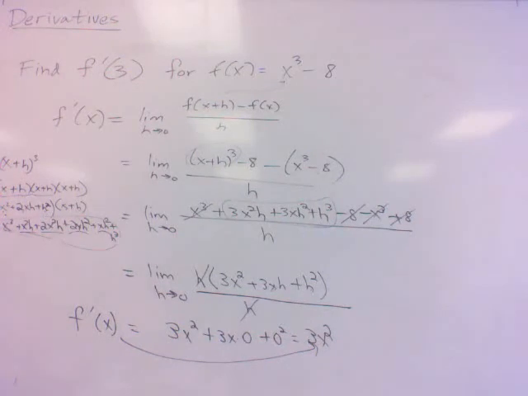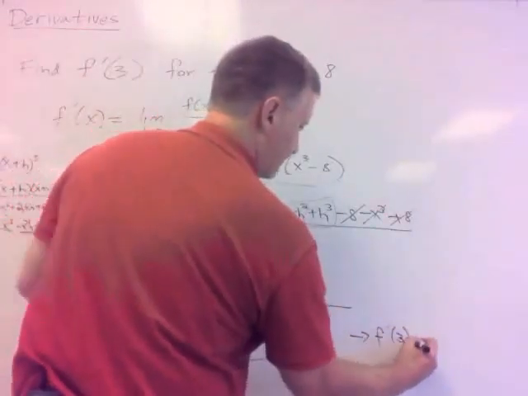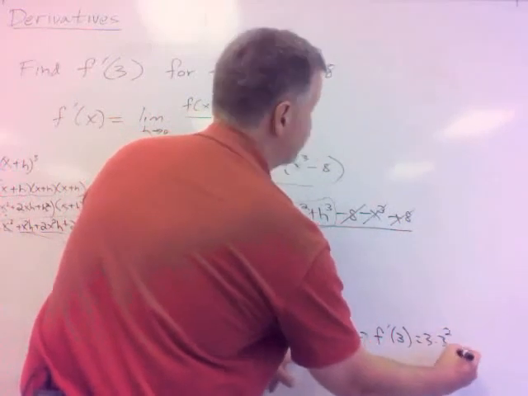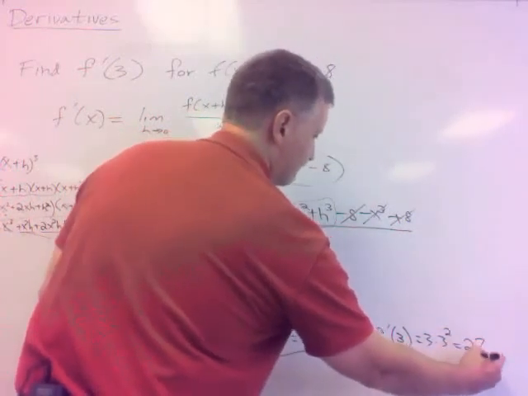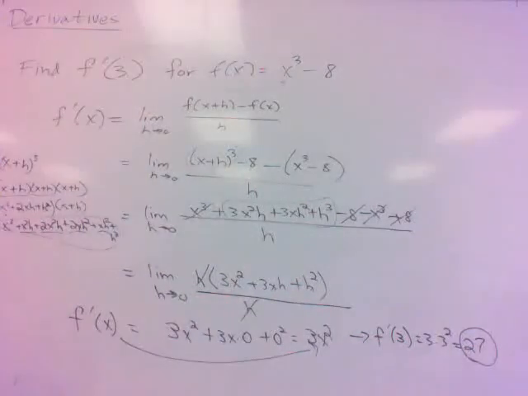So what is f prime of 3? Well, put in x to be 3 now. If x is 3, f prime of 3 would be 3 times 3 squared, which is 27, isn't it? 27. Is that okay? All right.